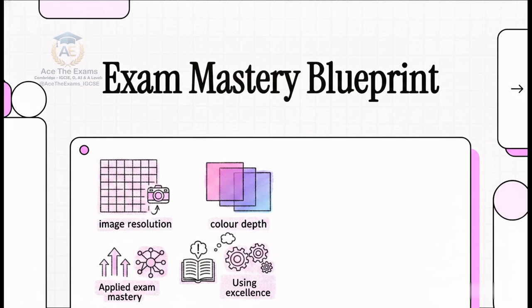Because, let's be real, knowing the definition is just the starting line. To really excel, especially in papers with syllabus codes like 0478, 0417, 2210, or 9618, you need to understand exactly how examiners want you to wield that information. You need a strategy, a system, a blueprint, and that is exactly what we are building today.